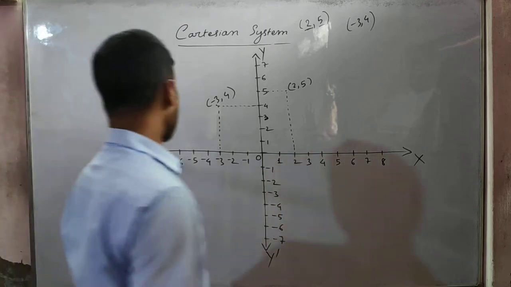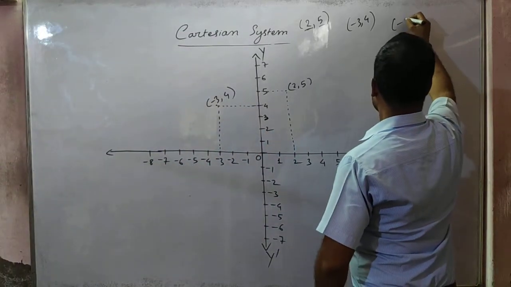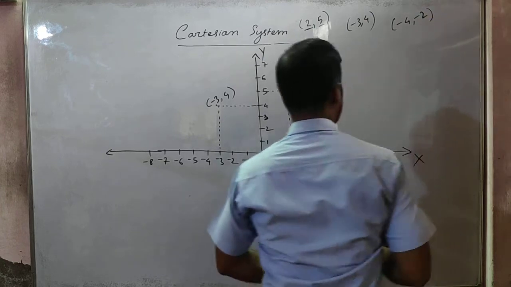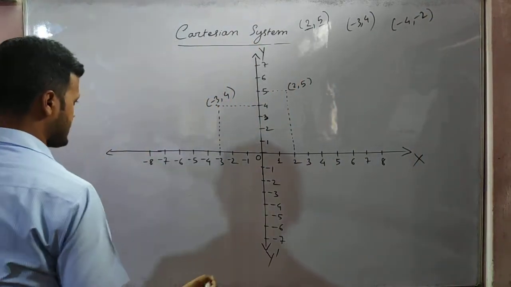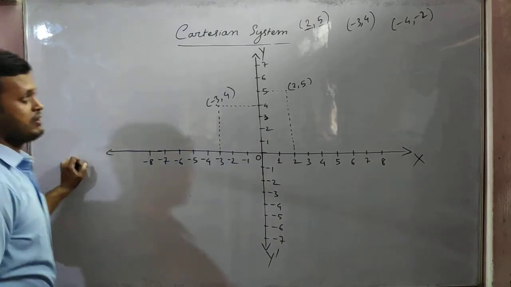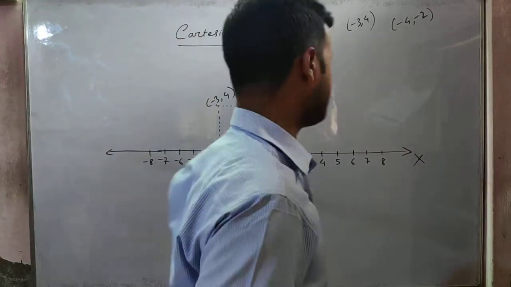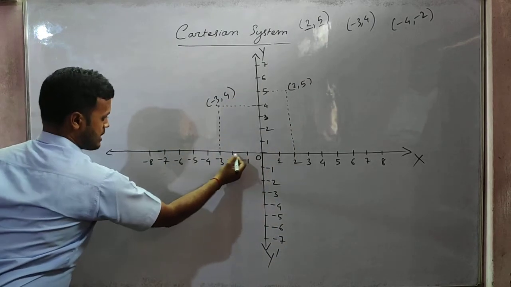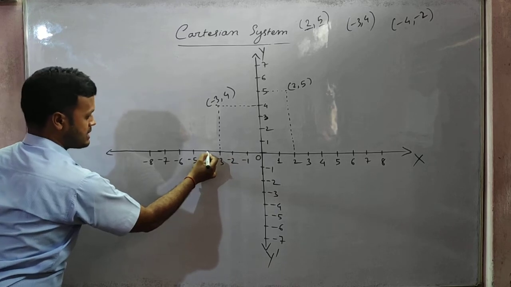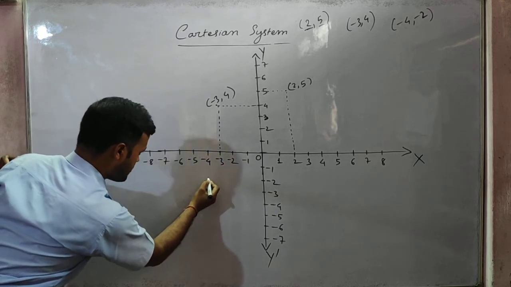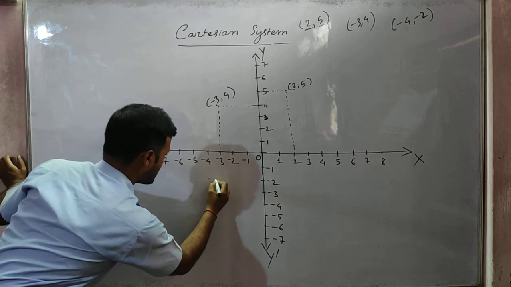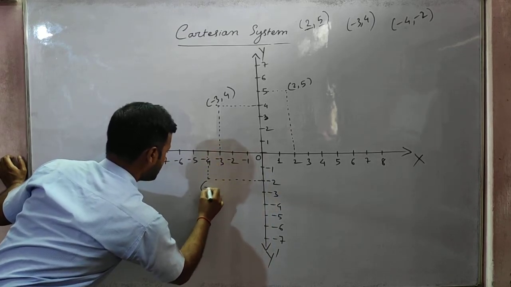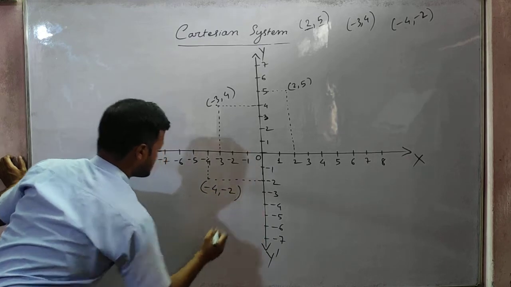Okay, one more point let us locate. If you are asked to locate (-4,-2), so let us locate, students. First, what is the value of x? X is minus 4 and y is minus 2. So let us locate minus 1, minus 2, minus 3, minus 4. Minus 4 and minus 2. So this point is (-4,-2).